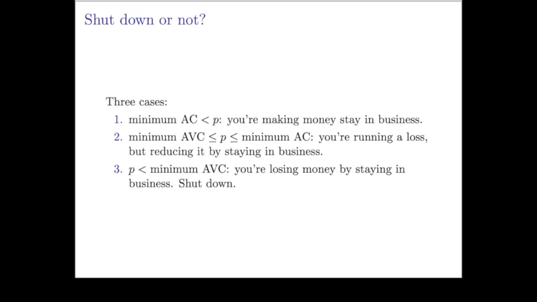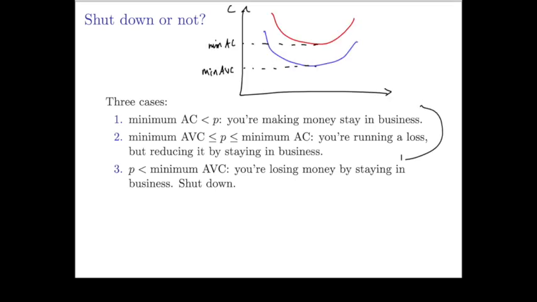The third case is when your price is below the minimum average variable cost. In this case, you're not even covering your variable costs. So you're losing money, and staying in business is causing you to lose even more money. So you should shut down. So in the first two cases, you shouldn't shut down, but in the last case, you should.